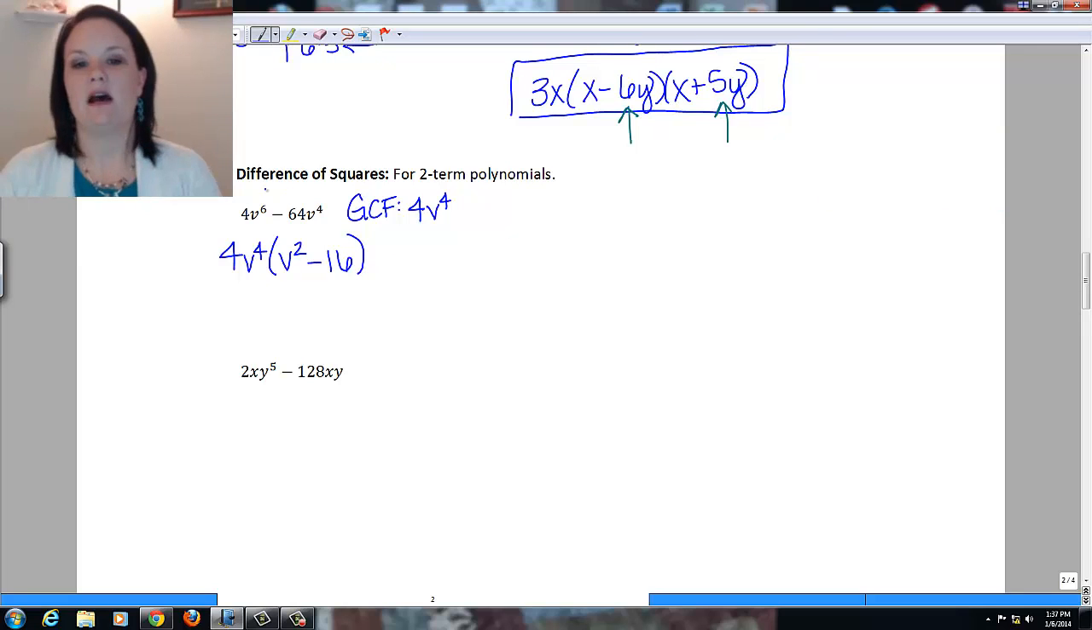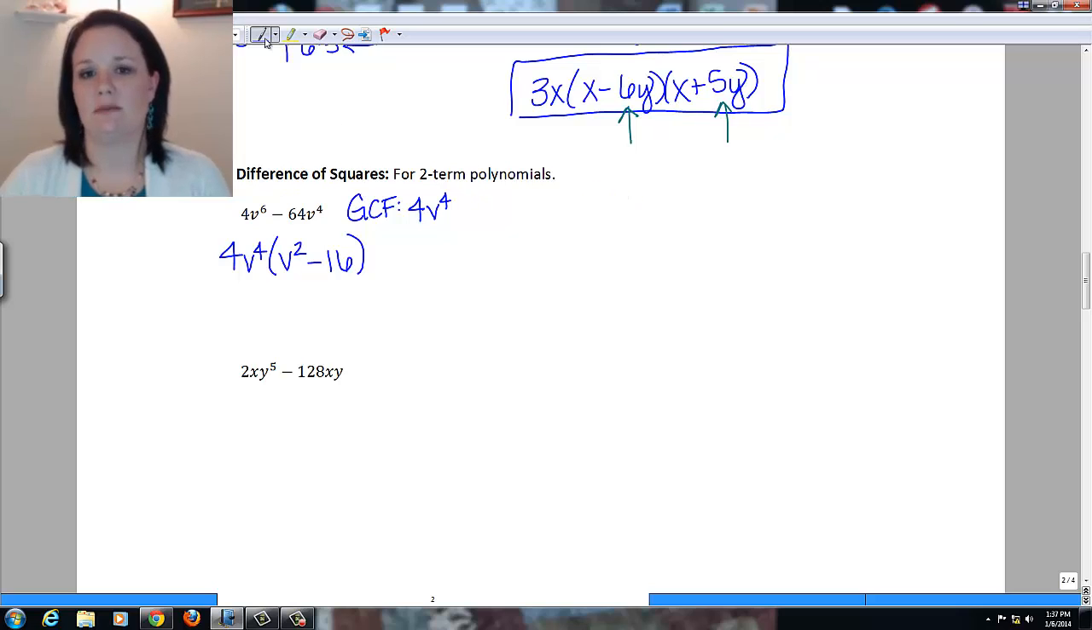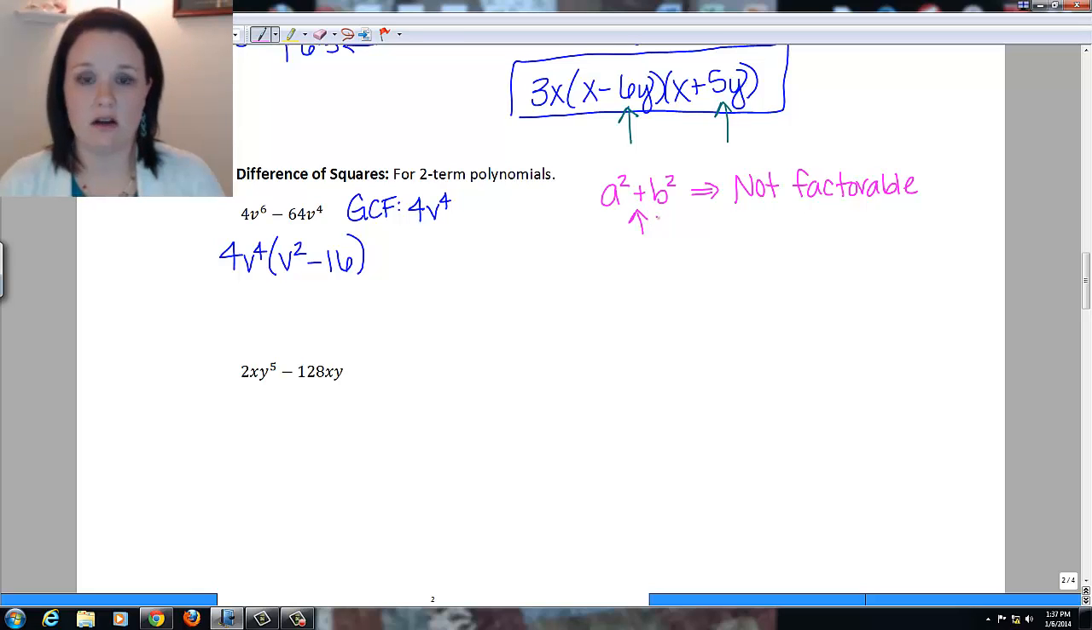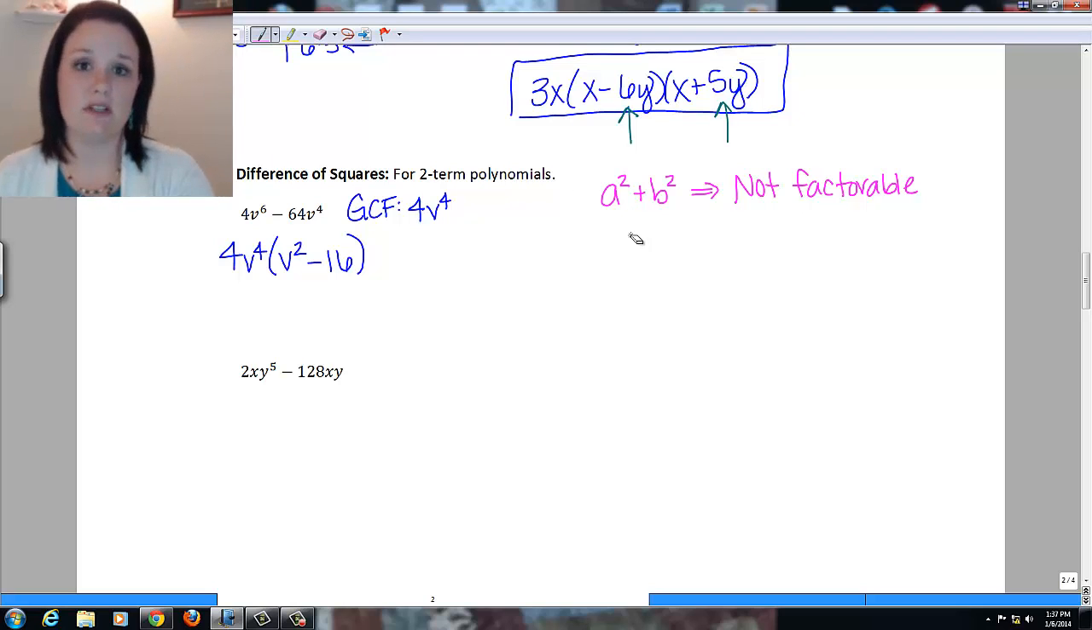Okay, now for sum and difference of squares, I'm going to go ahead and write over here off to the side. Anytime we have something like a squared plus b squared, this is not factorable. Okay. Anytime it's a sum, meaning there is a plus sign there, we cannot factor it any further. The only thing we can do is take out a greatest common factor. Okay, which here we've done.